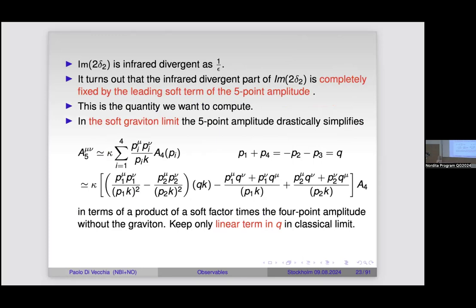Now, this imaginary part is infrared divergent. There is a factor 1 over epsilon. But it turns out that the infrared divergent part is completely determined from the leading soft term of the 5-point amplitude, and this is the quantity I want to compute. So in the soft graviton limit, the 5-point amplitude is this factor, which is 1 over omega, times the elastic amplitude. And then in the classical limit, you have to expand for small q, and that's the quantity you have to put in the 3-particle cut.